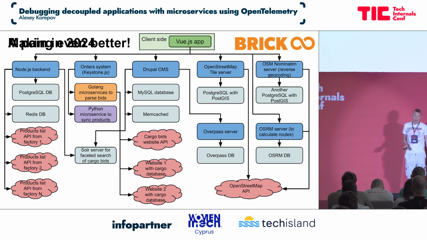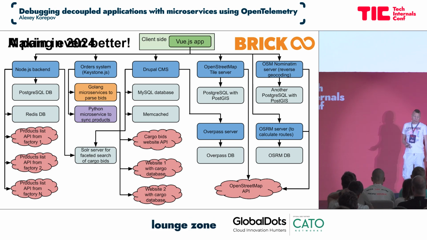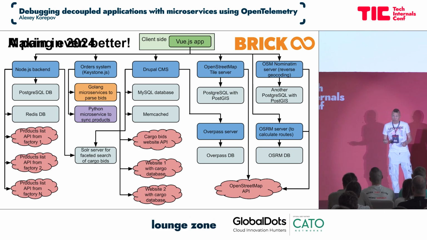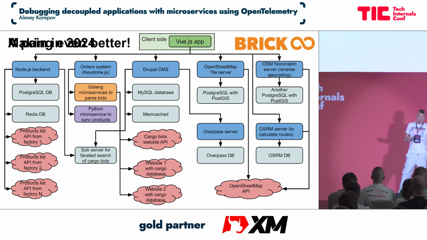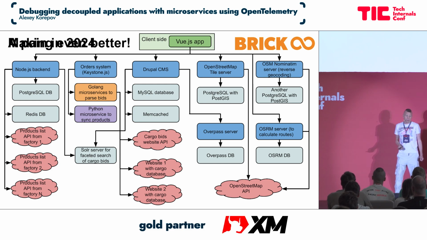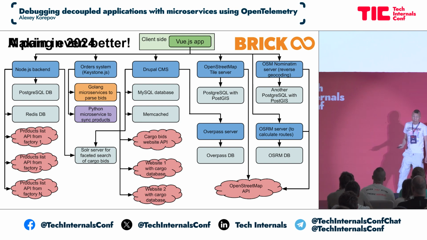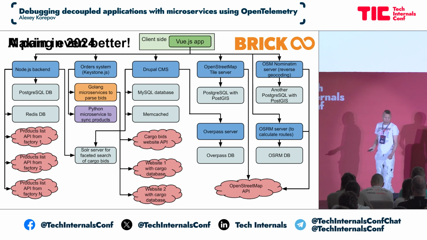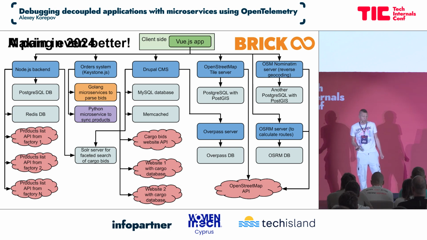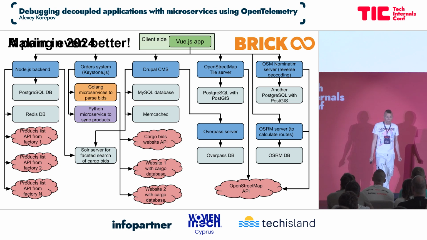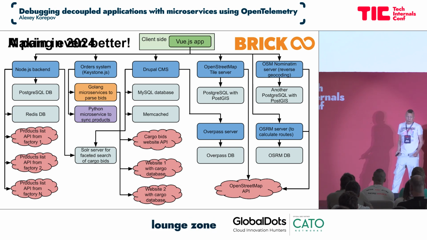The API is different, so we had a list of different API calls that keep crashing, changing, and so on. So a lot of problems with this. We added Redis database to speed up our application. Then we added the Solr server for faceted search of cargo bits that talks with Drupal and Node.js together. Order system we created on the new modern framework Keystone.js.